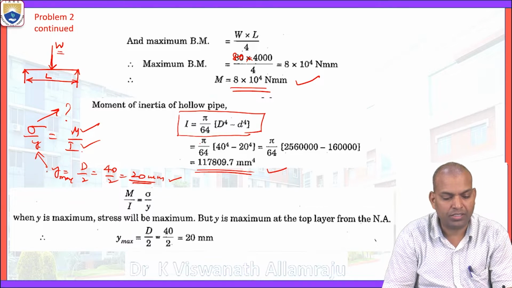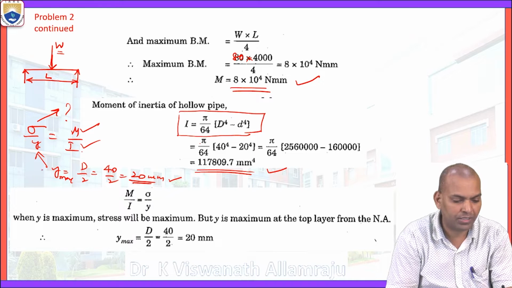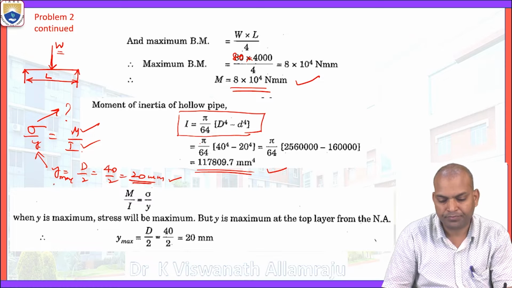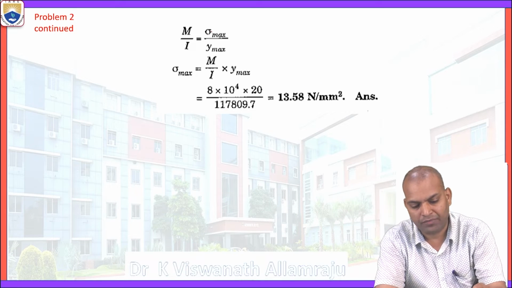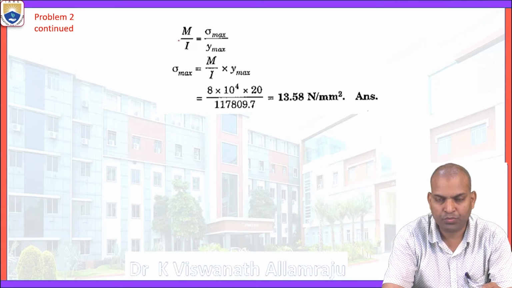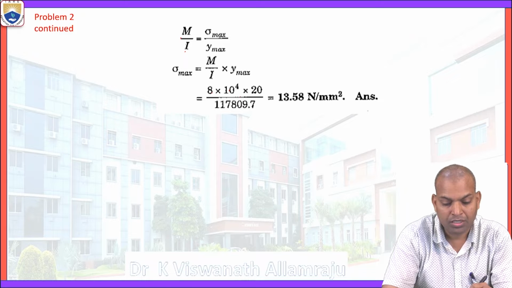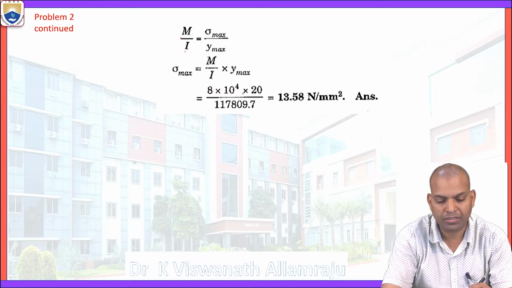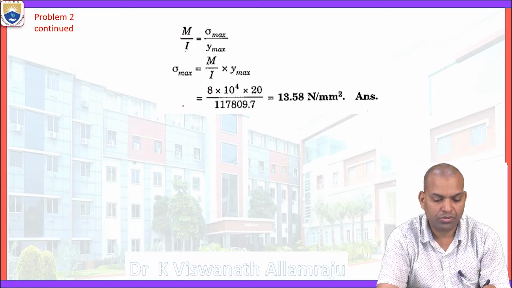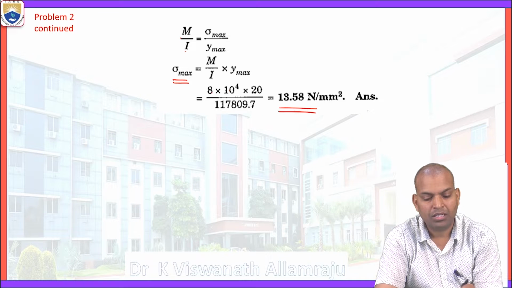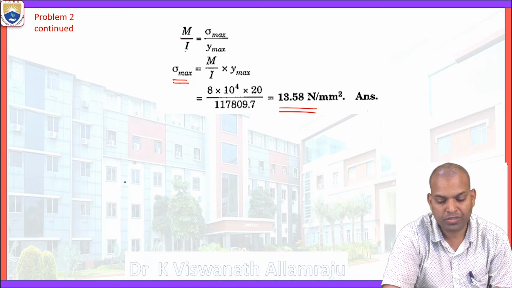Here the pure bending equation is used, that is sigma by y equal to M by I. Then what is the sigma value? M value is 8 into 10 power 4, I is 117,809.7, into y maximum, that is capital D by 2, the outer diameter by 2, that is 20 millimeters. After substituting in this equation, the sigma maximum value is observed as 13.58 Newton per square millimeter.